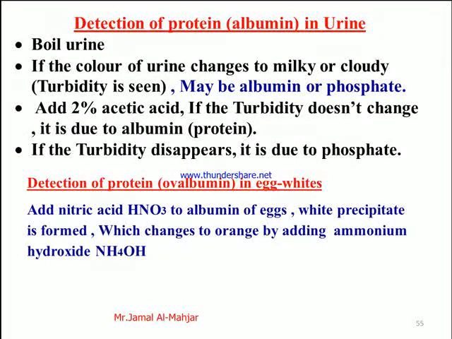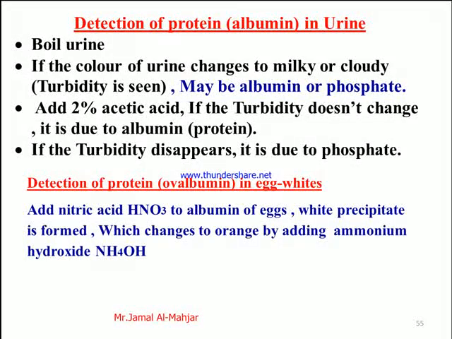The second experiment is detection of proteins in egg whites, the albumin in eggs. In this case, you have to add nitric acid, HNO3, to the albumin of eggs. It is the egg whites. If you see the white precipitate, that means you have albumin, and this changes to orange by adding ammonium hydroxide, NH4OH.